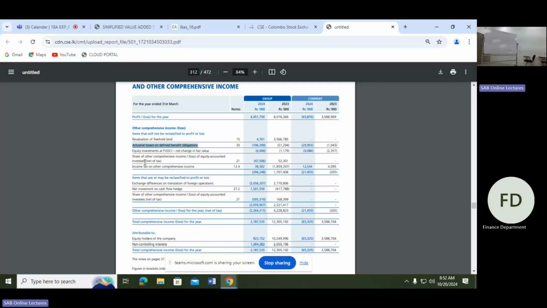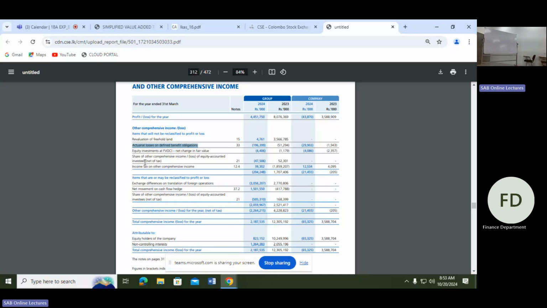And then what else? Investment related, instrument related gains and losses. Without management involvement, those gains and losses are generated, but still not realized. So those are considered unrealized gains, which can be recognized in other comprehensive income. That is the nature of it.